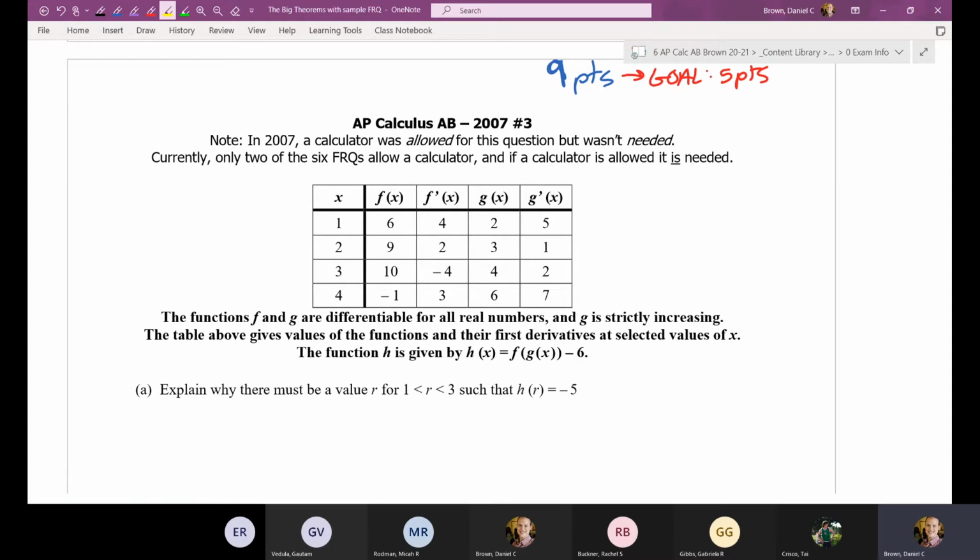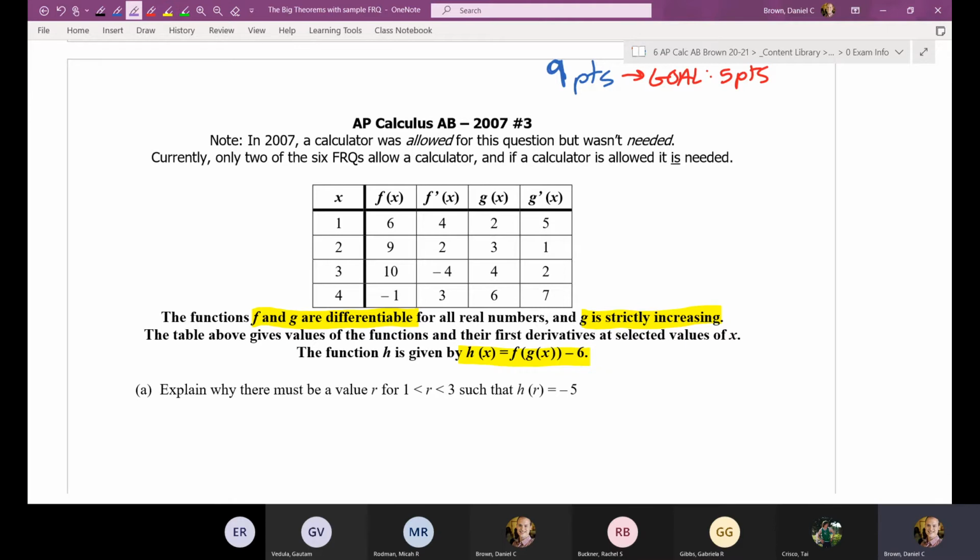Always read the words. There are often key statements that are going to be important that you may or may not have to talk about. So I'm going to pull out the keywords, because if I have to justify an answer, we might need them. It tells me that f and g are differentiable. It tells me g is increasing, and we have this function h created by f and g. So let's go ahead and start answering these questions.